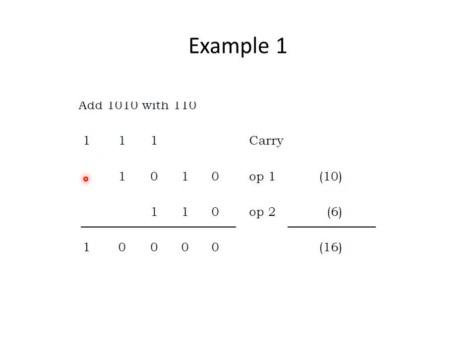Now here nothing is written, so we think that here is 0. So 1 plus 0 plus 0 means 1. In this way it becomes 1 0 0 0 0, that means 16. In terms of decimal addition, 10 plus 6 is equal to 16. Hence it is correct.